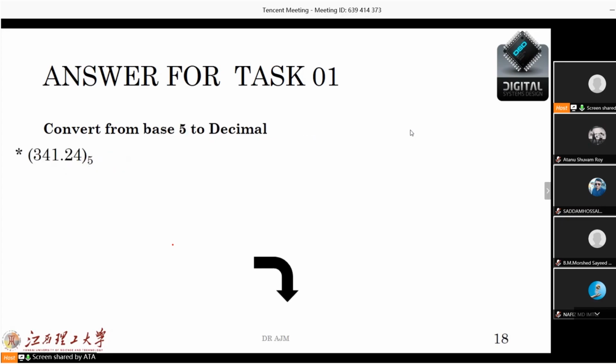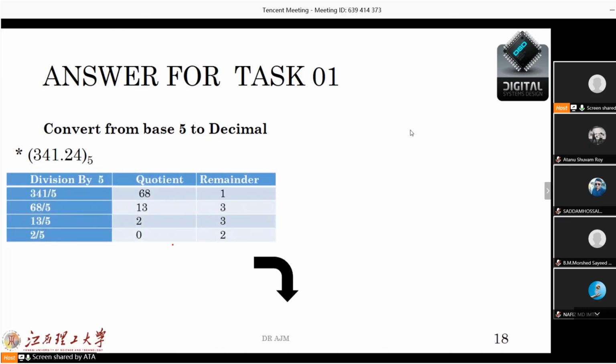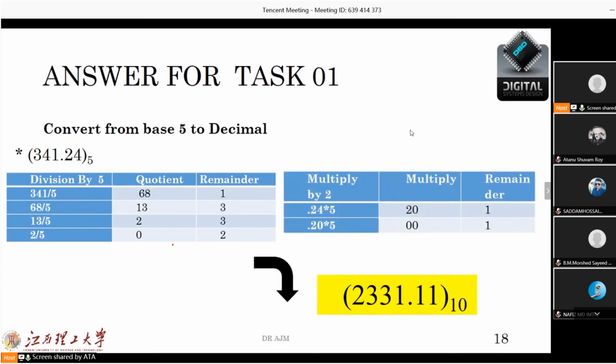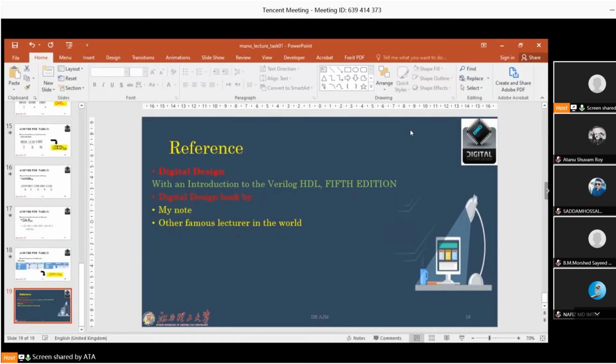Okay, what about this one? If I want to convert base 5 to decimal, it has the same GPS method as we told you before. It's very simple. You can convert it in two ways or by this way into decimal. Okay. First of all, any question for these lectures? Give me feedback in text.